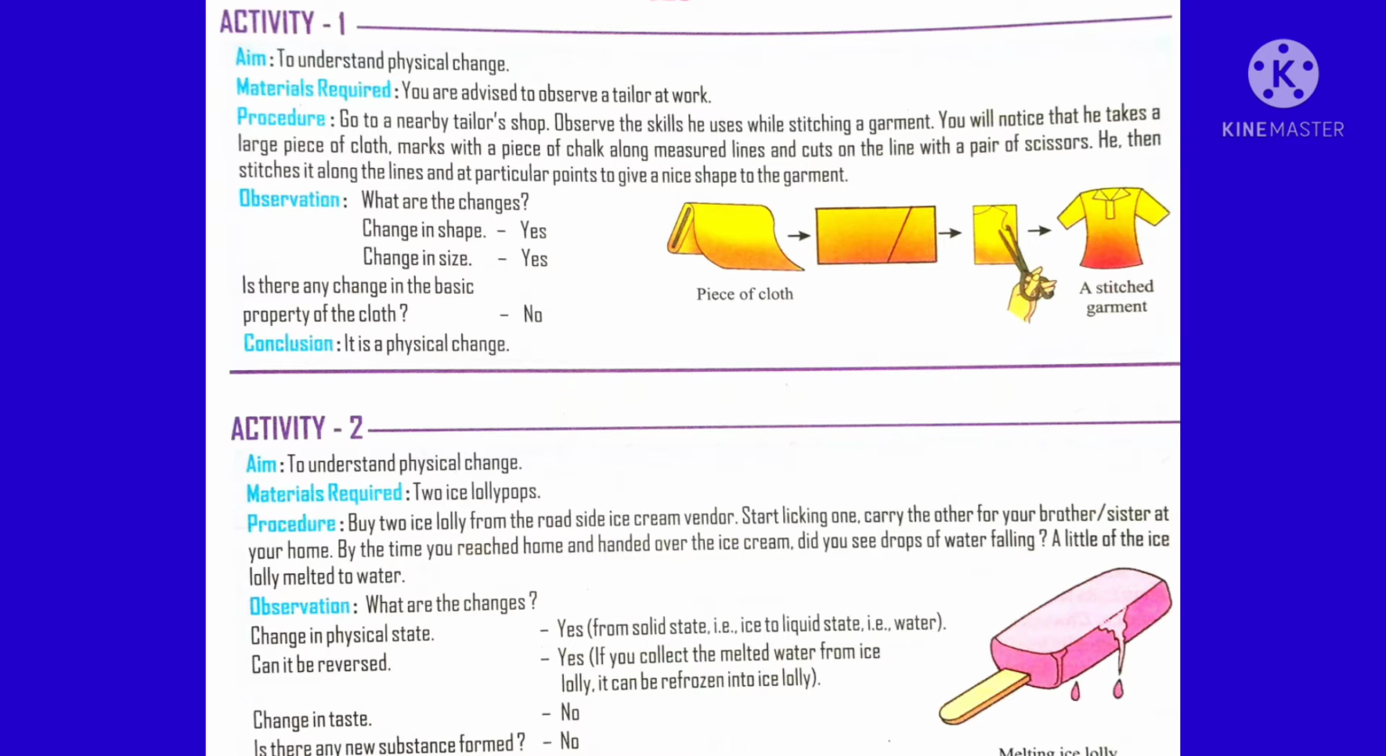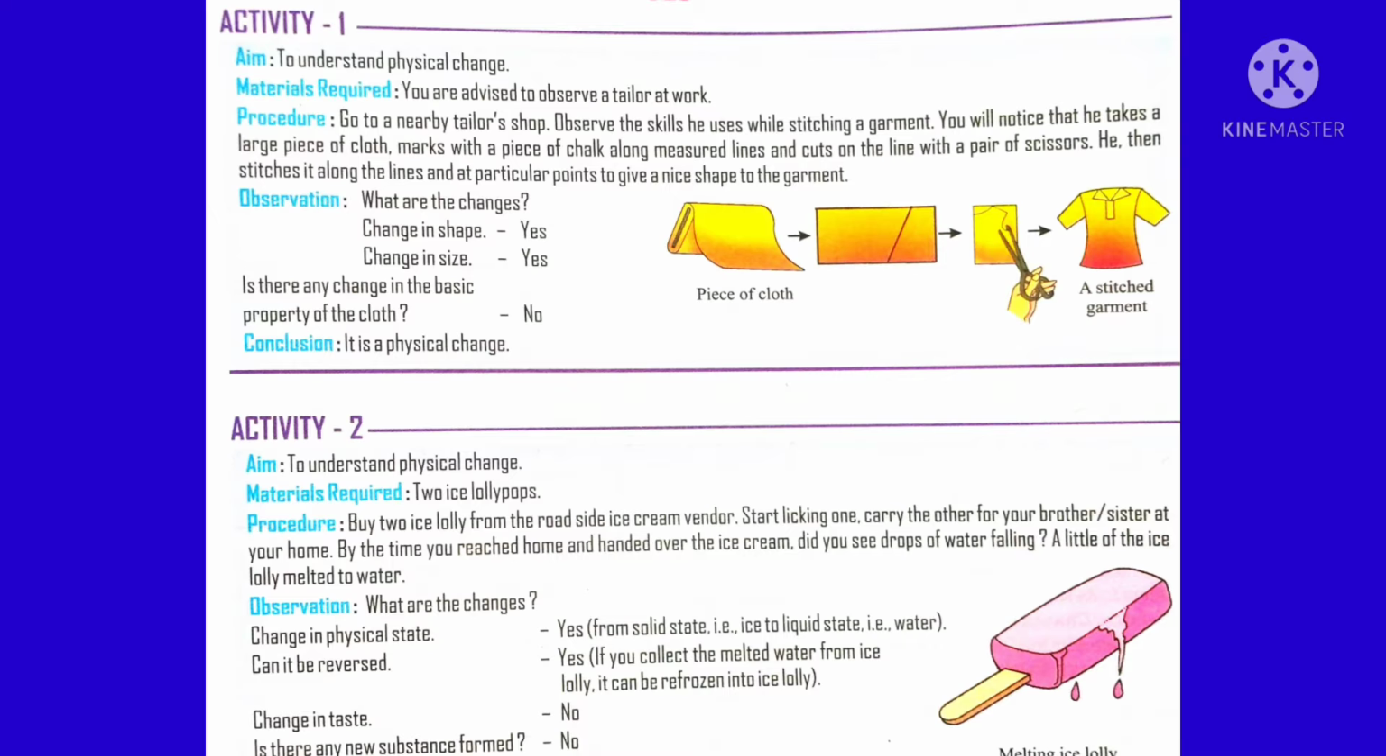Now we move on to the second activity. It is also to show the physical change. Here you need two ice lollipops. Now you purchased two lollipops from the market. On the way home, you purchase two lollipops. One you are eating, the other one you are keeping for your younger one.